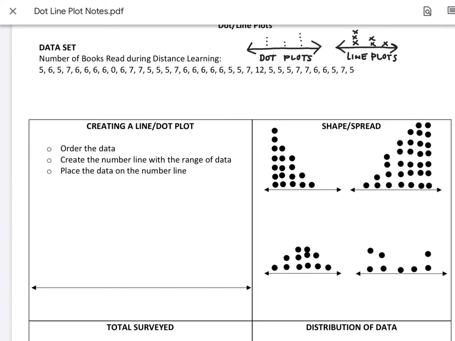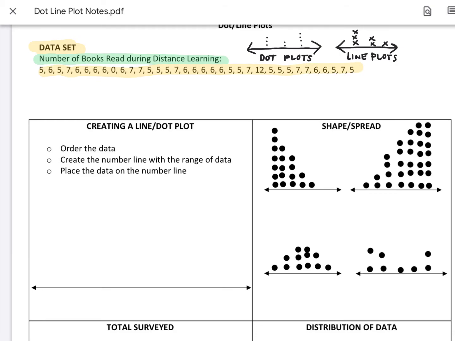Now let's talk about a few pieces of information that you're going to need in this video. This is our data set. First thing we want to do is read the information. It says the number of books read during distance learning. So I asked a few students how many books they read over distance learning. And we got a gamut or a variance of data. And you'll see all of these data pieces right here. See all those data pieces right there.